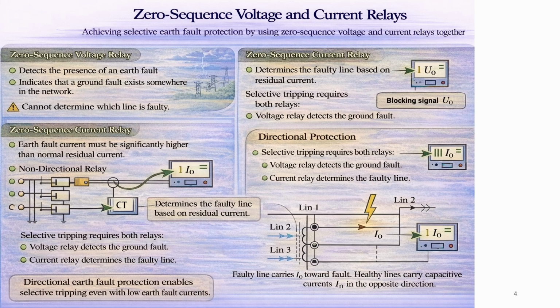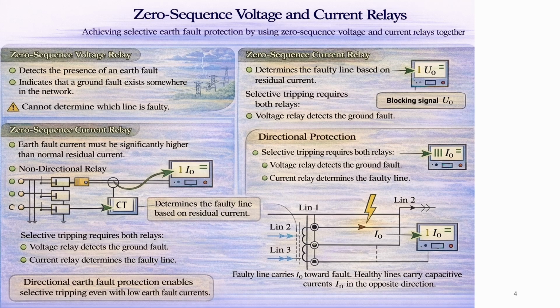To improve protection reliability, zero-sequence voltage relay blocking is often used. The principle is simple. If the zero-sequence voltage relay has not operated, the presence of residual current alone is not considered sufficient proof of earth fault. In this case, the earth fault protection does not trip if the earth fault current is small.